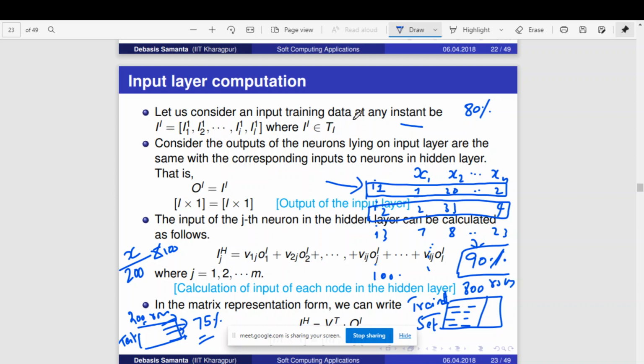So could someone say what is meant by training data? What do you understand? What is meant by training data?